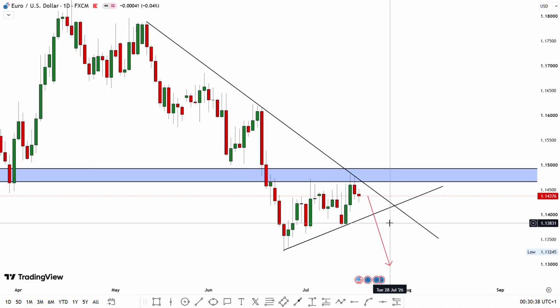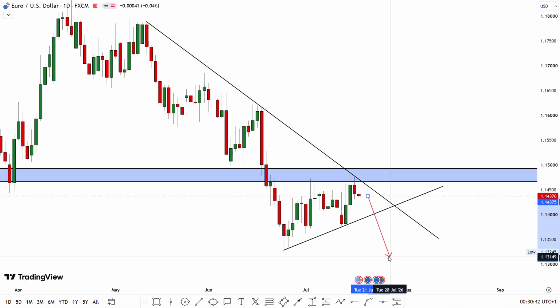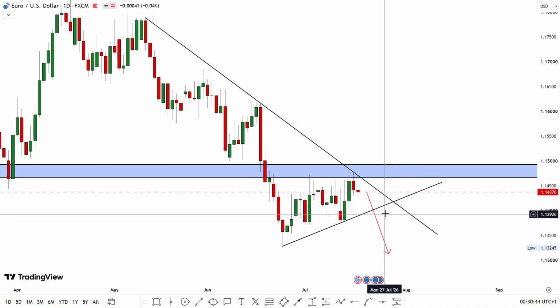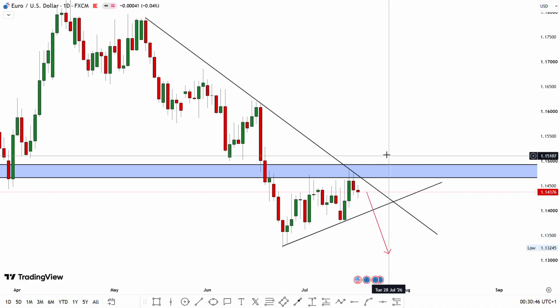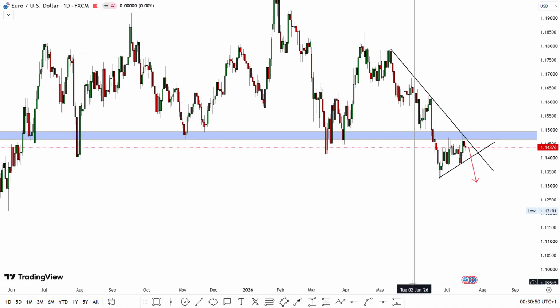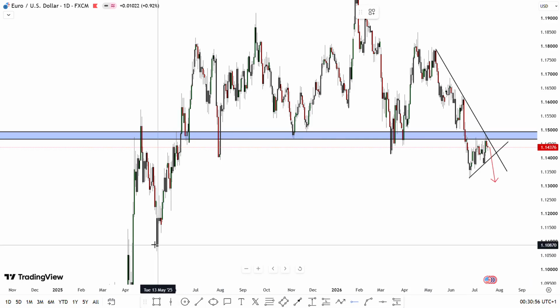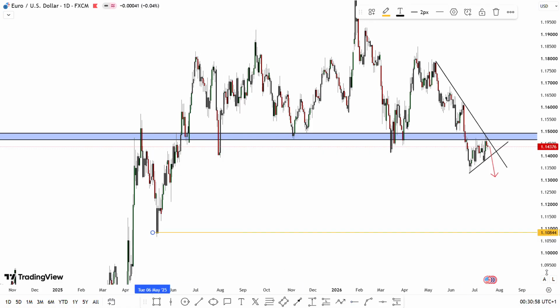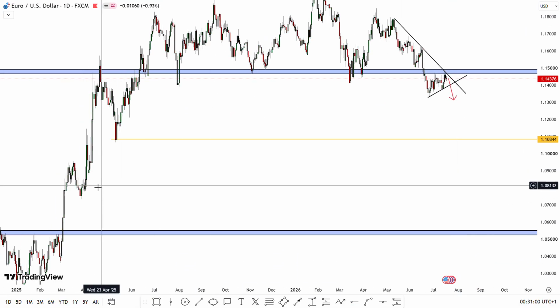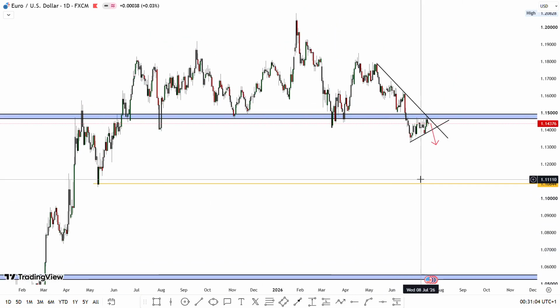So for EUR/USD, a break of the counter trend line, and then my sell trade will come around this region. SL will come above my zone, and then the first level target will come at this point. Are you seeing the space? The space is a lot. First level target will come there, second level target will come here, and then the overall target will come here. Guys, we have a lot of space to the downside.